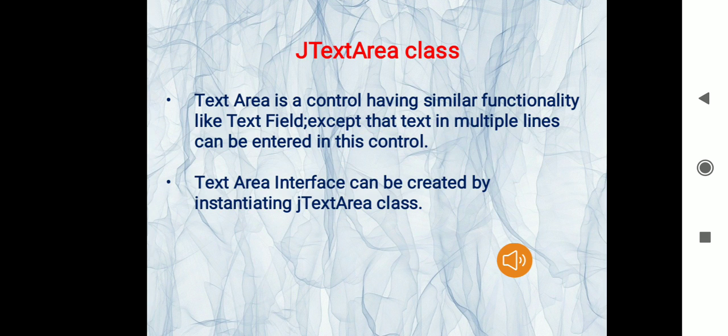Now let's come to a new type of class, which is JTextArea. This class is different from the JTextField, as JTextField represents text boxes while JTextArea represents text areas. Now what do you think is the difference between a text area and a text field?